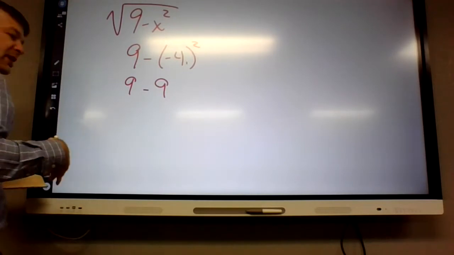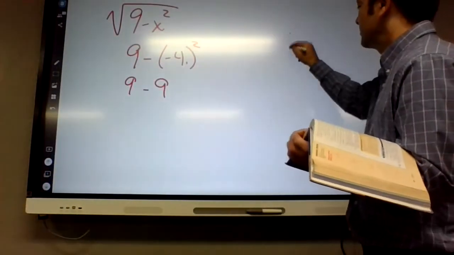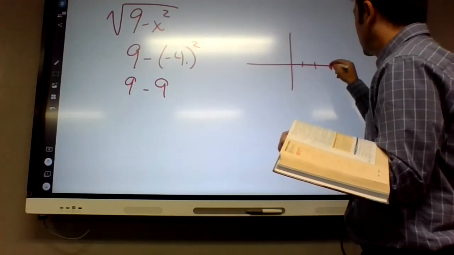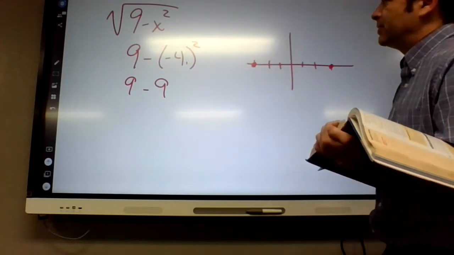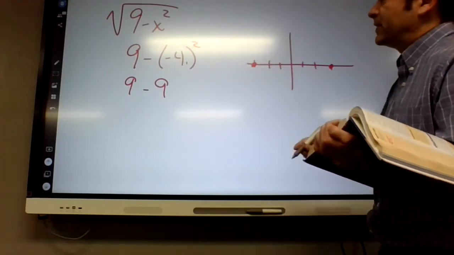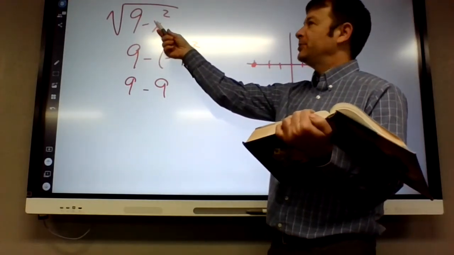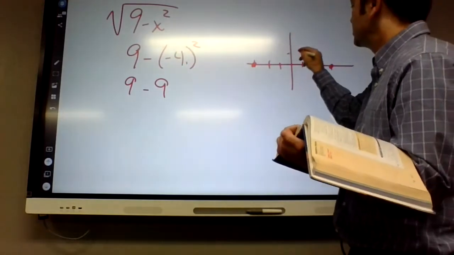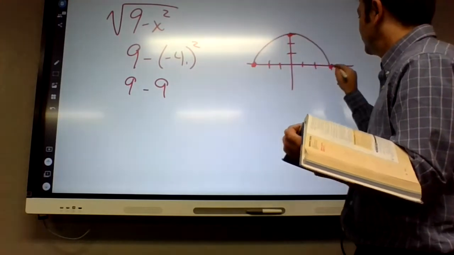So the x values, I think we graphed this one once, maybe. At 3 and negative 3, it's at 0. What's the value at x equals 0? What would the value be? 9, square root of 9 is 3. So at 0, 3, there's a point. Have we seen that before?